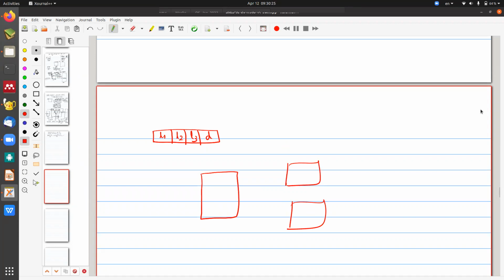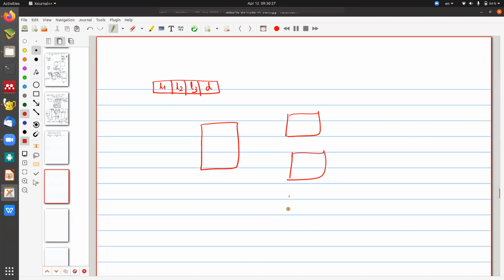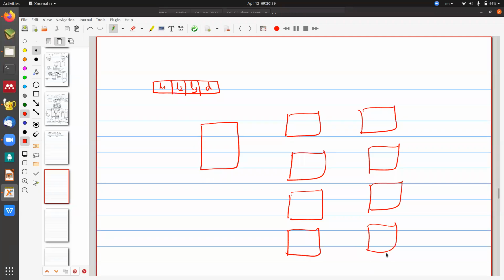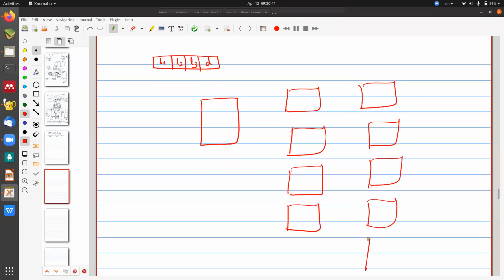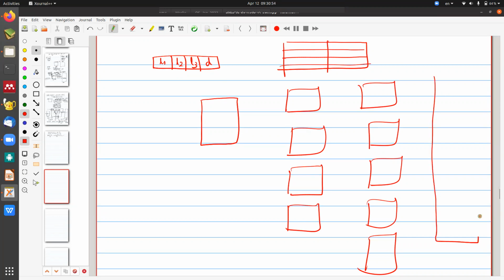Okay, this, then I'll make the second level page tables. Then a third level page table is also present. Then there is a TLB present. And this is your RAM present. Yes, this is our RAM.